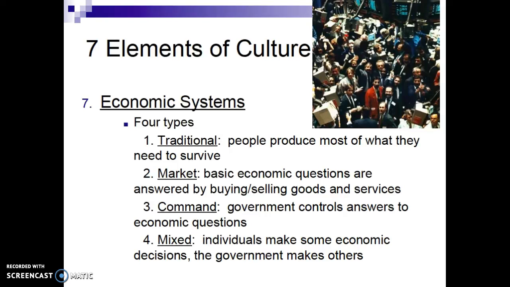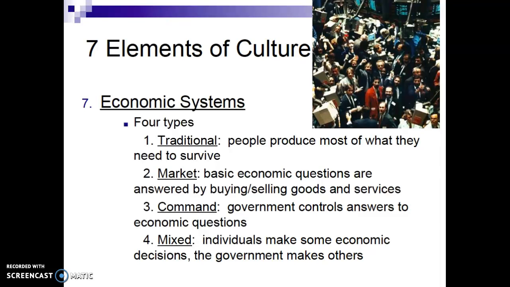The last element of culture is your economic system. It's broken down into 4 different types. Here's your traditional, market, command, and mixed. Traditional is one who wants to stay within their own culture. They produce everything they need to survive. An example of a traditional economy would be the Amish.